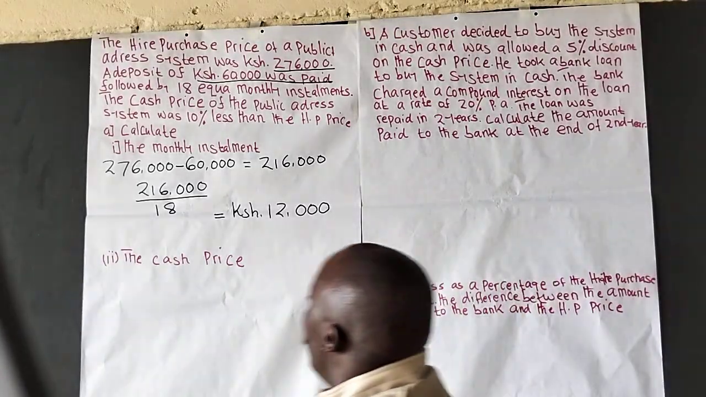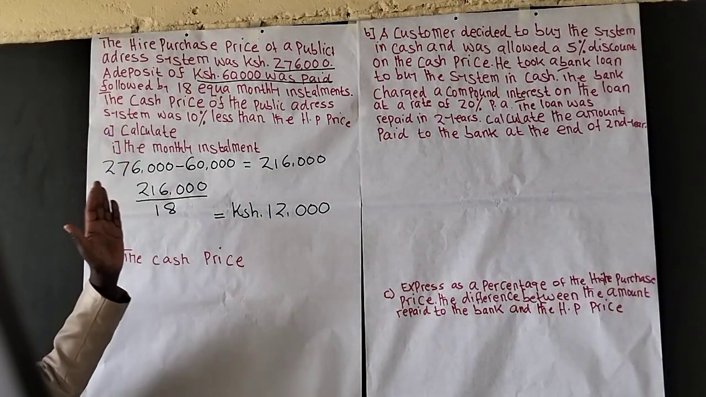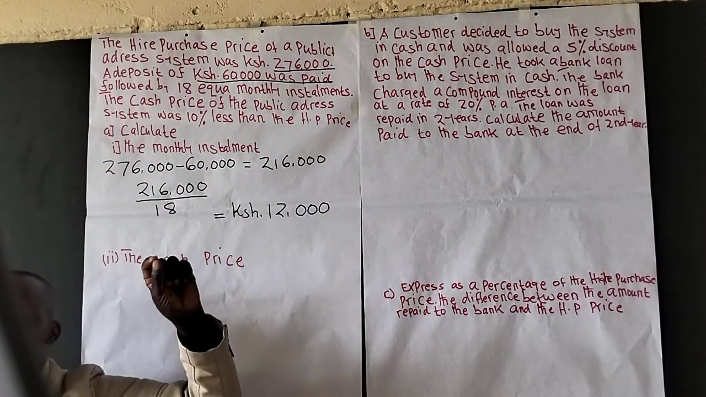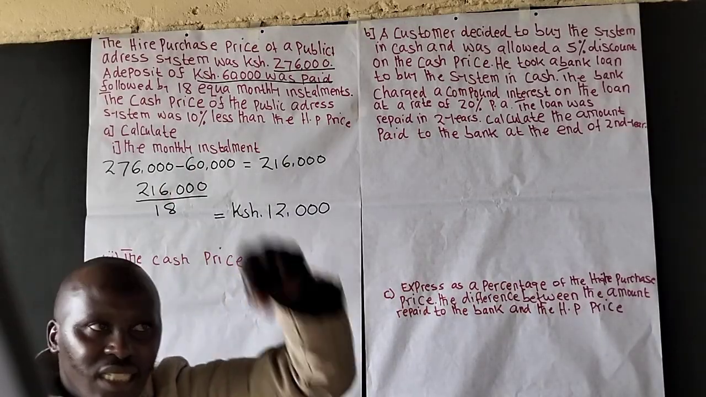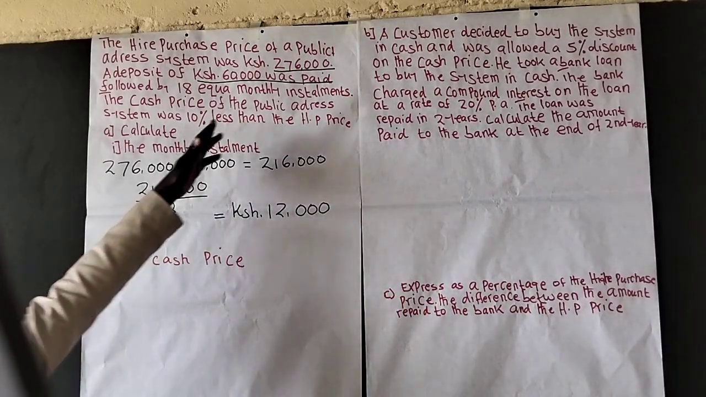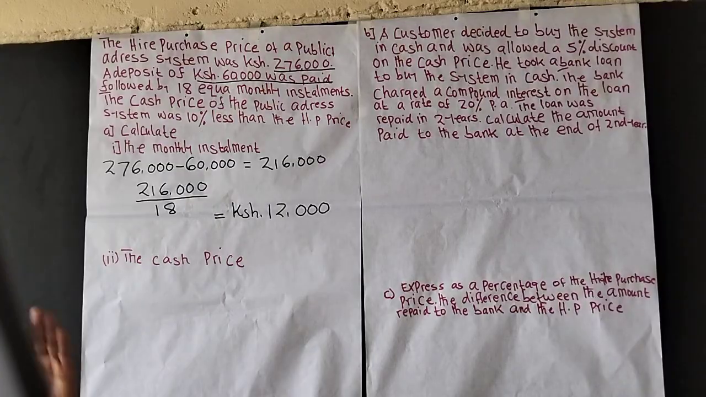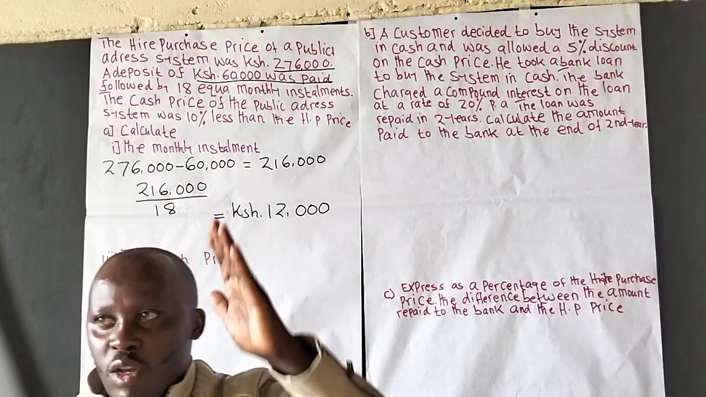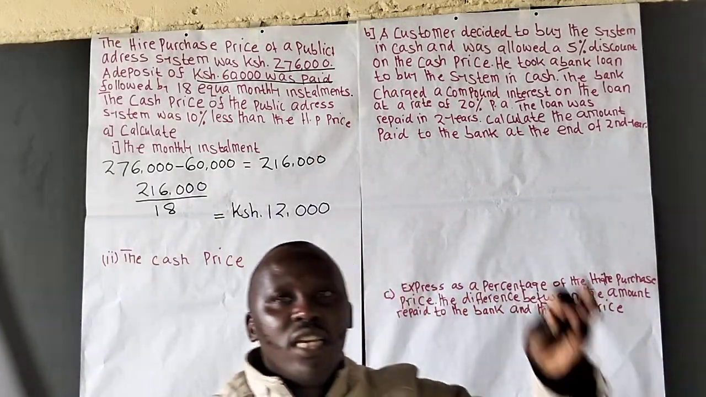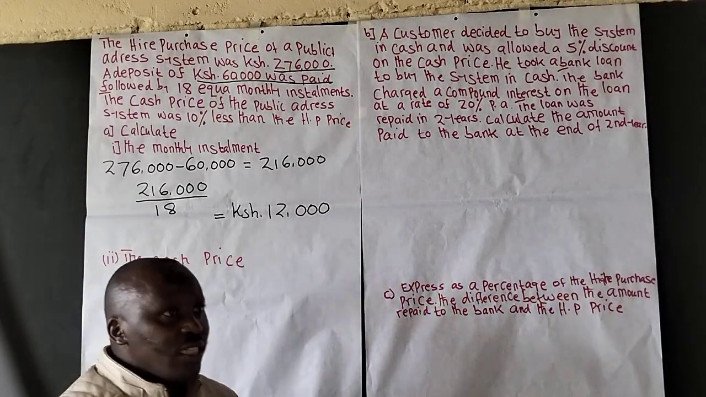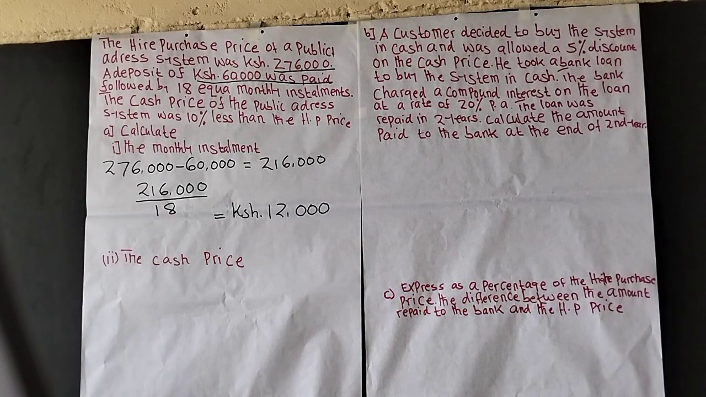Then we have to calculate the cash price. Understand here that if a person uses the option of the cash price, the amount paid is 10% less than the hire purchase price. The hire purchase price here is 276,000. So if a person decides to use the cash price option, he or she will pay 10% less than the hire purchase price. If you pay 10% less, that means you will pay 90%.